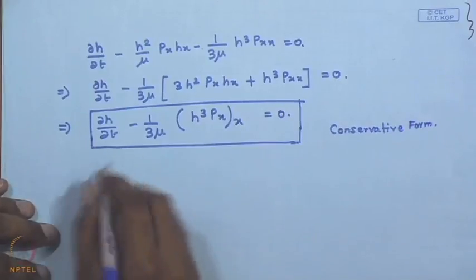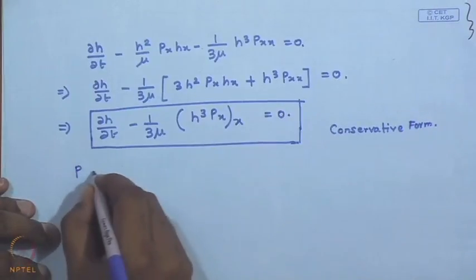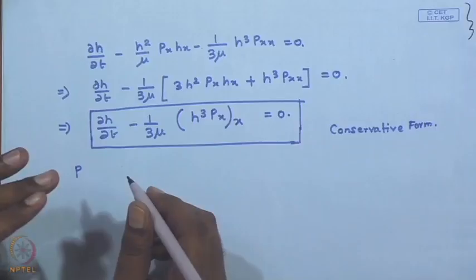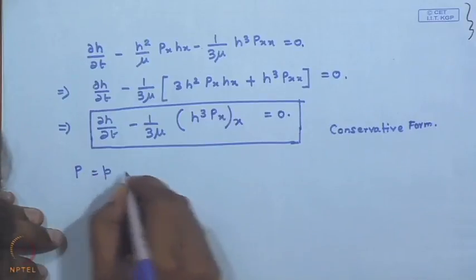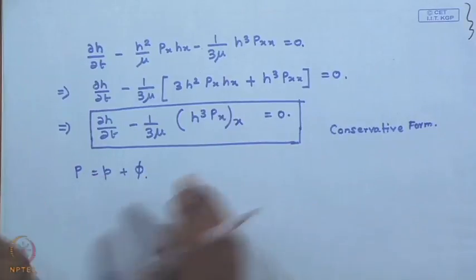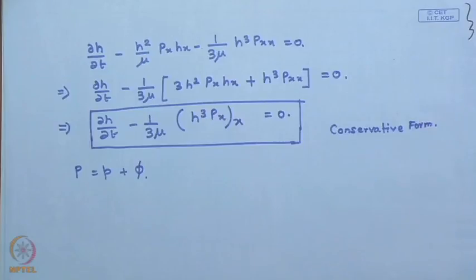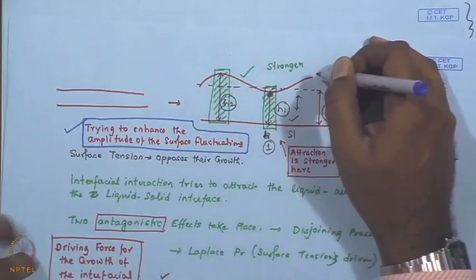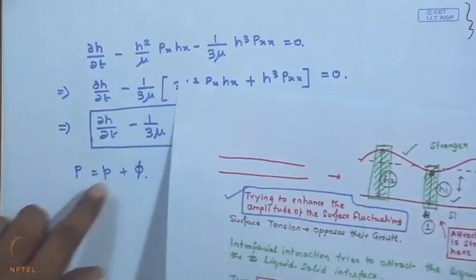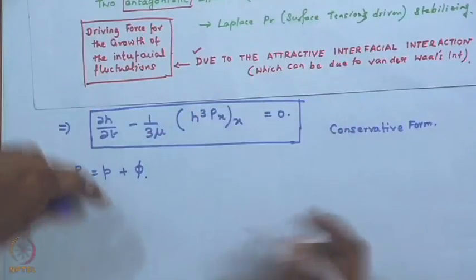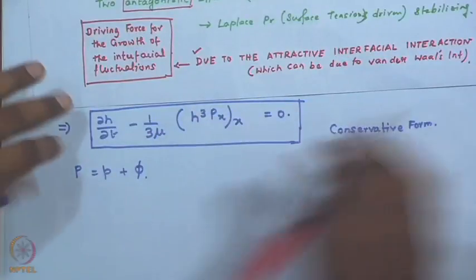Now, we need to worry about what P is. It is the non-gravitational pressure, which is essentially P plus phi. Now, there are two things. When we had been talking about the instability of a surface, we had been talking about two types of pressure or two types of factor. One is the Laplace pressure due to the curvature. So, P will come from the Laplace pressure.